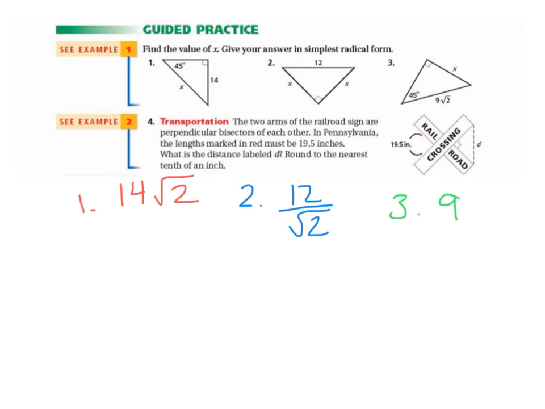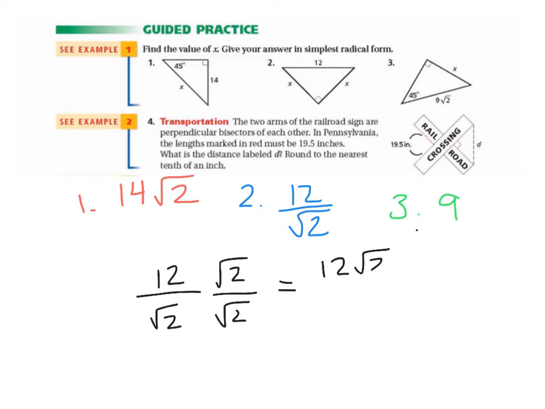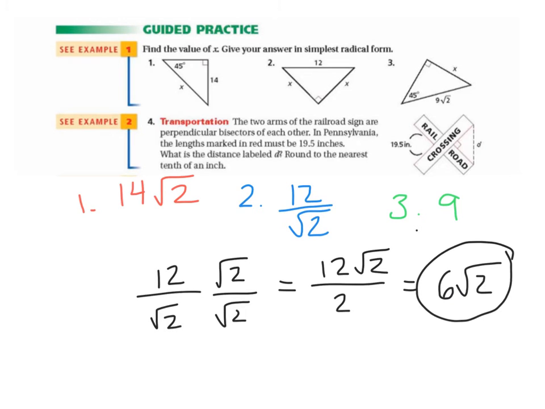Now let's look at the next slide, number 2. So we have 12 over square root 2. How do we get rid of the square root 2 on the bottom? Multiply by square root 2 over square root 2. So what do we get on the top? And what do we get on the bottom? Square root 4, which is 2. And what does this simplify to? 6 square root 2. Perfect.